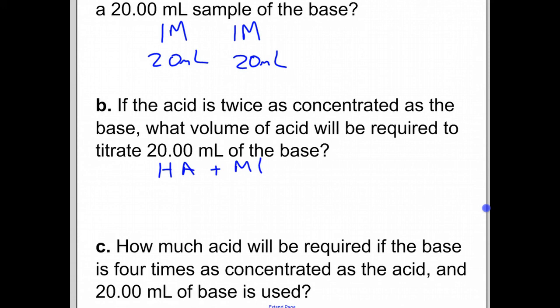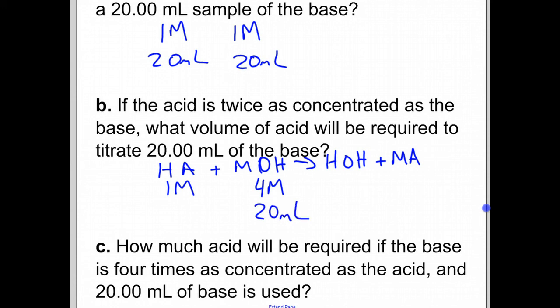It's HA plus MOH to give me HOH, and it's all 1-to-1, plus MA, and it says, all right, how much acid will be required if the base is 4 times as concentrated? So this is going to be 4 molar. We'll make this 1 molar, and it says we use 20 milliliters of base. Well, if this is 4 times as concentrated, that means that I must use 4 times as much of this. So we get 80 milliliters. Okay, so far so good.